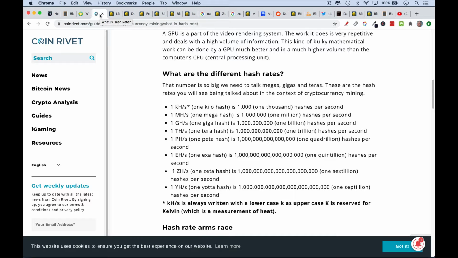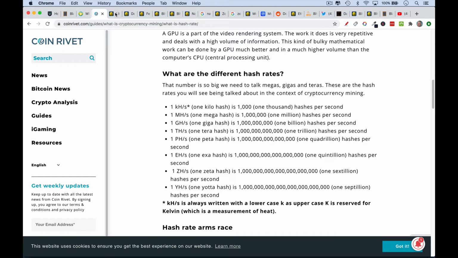So there are different hash rates, and we'll just go over the terminology really briefly. 1 kilohash is 1,000 hashes or calculations per second. We have a megahash, which is 1,000,000 per second. Gigahash, which is 1,000,000,000 hashes per second. Terahash, these numbers are going to come in useful, as you'll see in a moment. Terahash is 1,000,000,000,000 hashes per second. Petahash, and then exahash, which is where we'll stop.